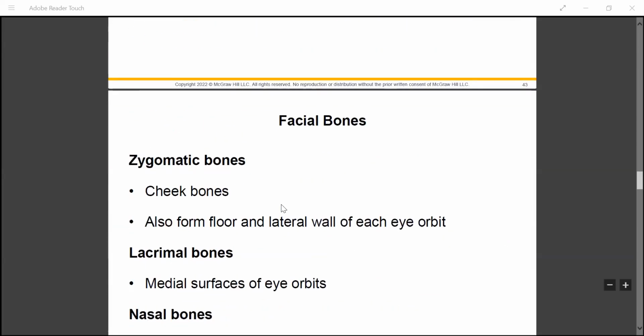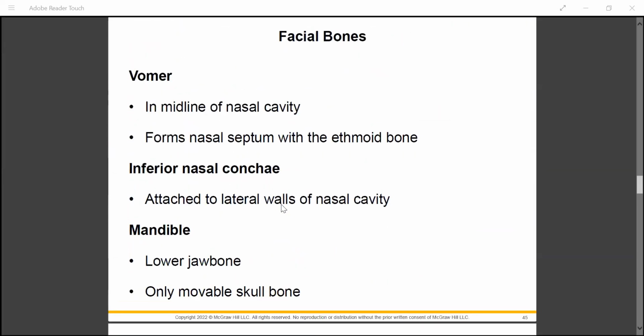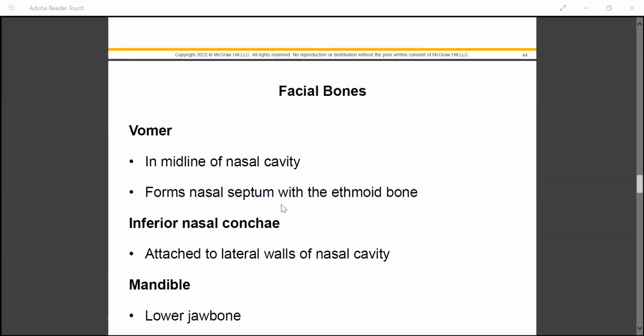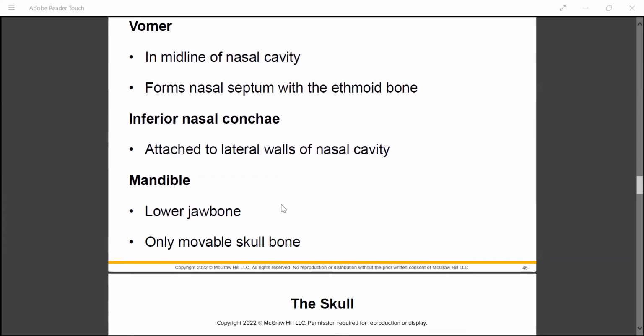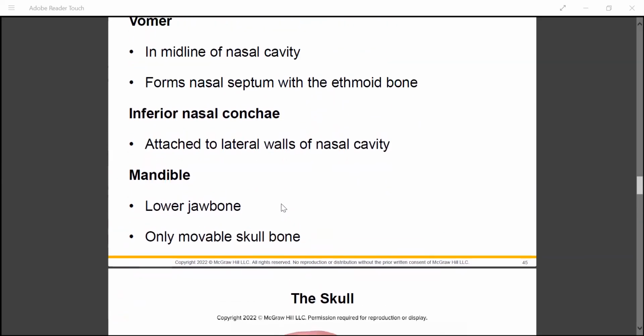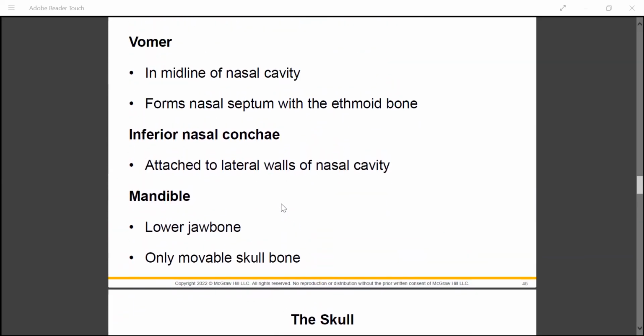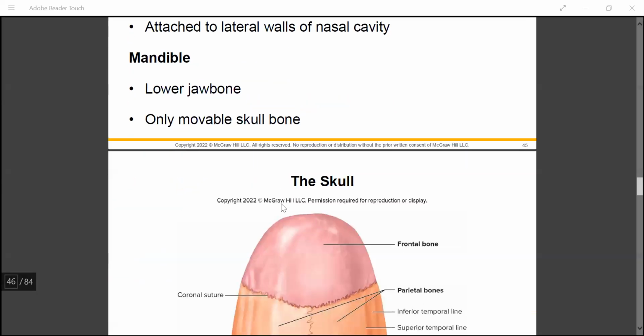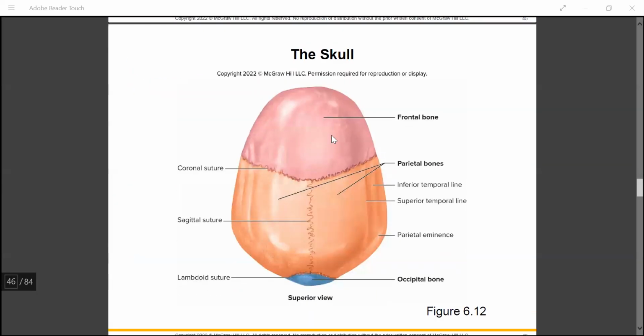So in terms of the facial and cranial bones, not much you need to know for test material. You should know your maxilla and mandible are your two bones that are going to have your teeth, and your mandible is the only movable skull bone. So this just shows a diagram here.